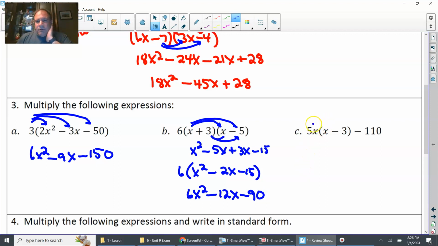Now I'm just going to go ahead and distribute the 5x to everything inside the parentheses. Remember, the 5x does not get multiplied to anything outside, like the negative 110. So we have 5x squared, 5x times x, and then 5x times negative 3 is negative 15x, minus 110. And then that is your answer right there.